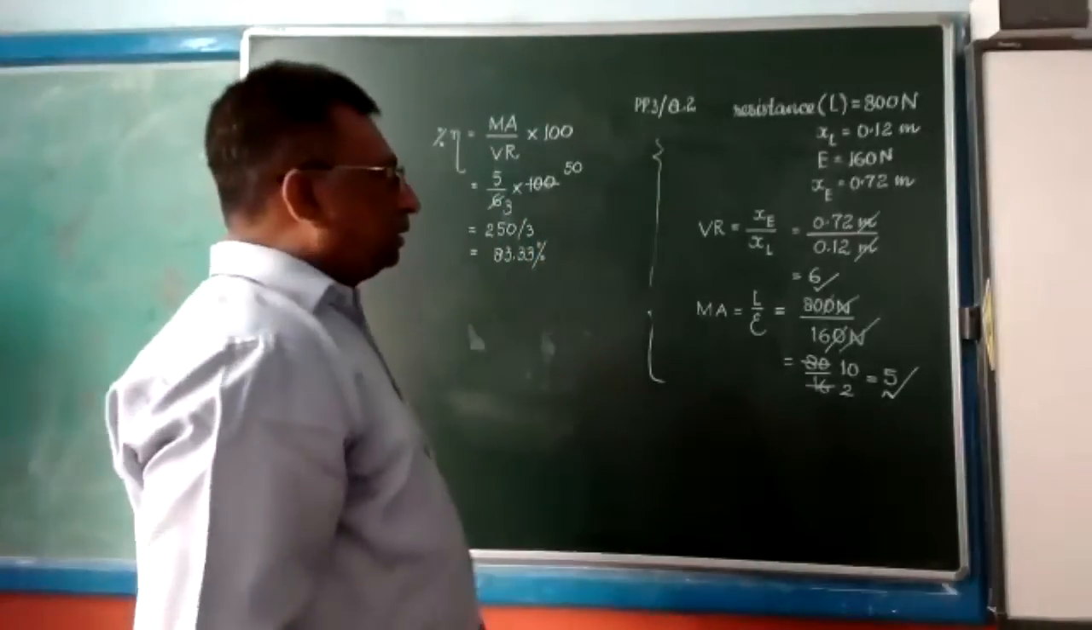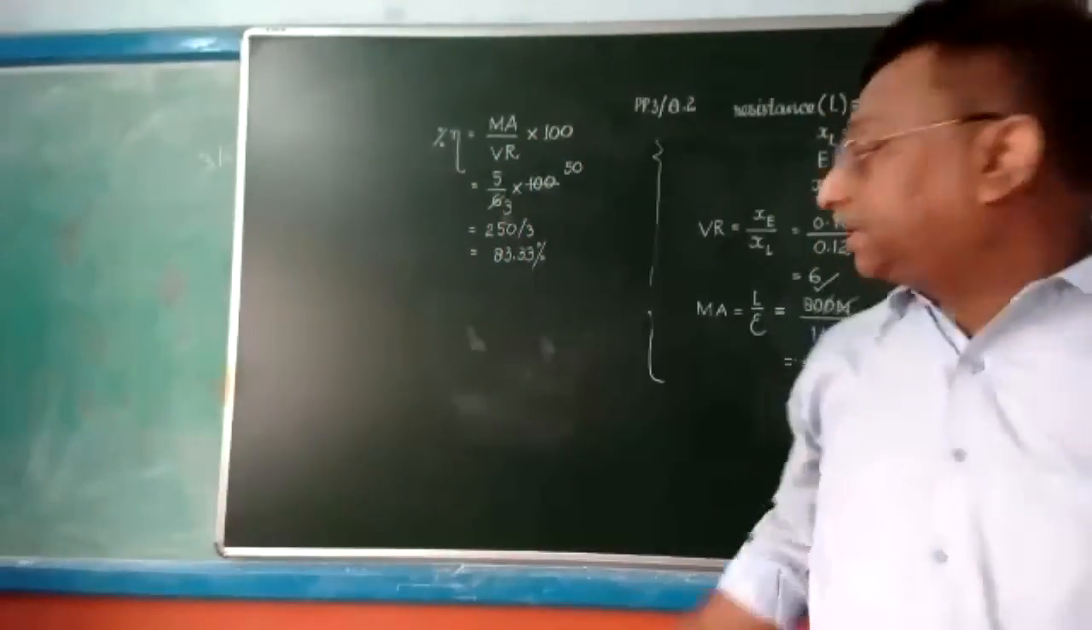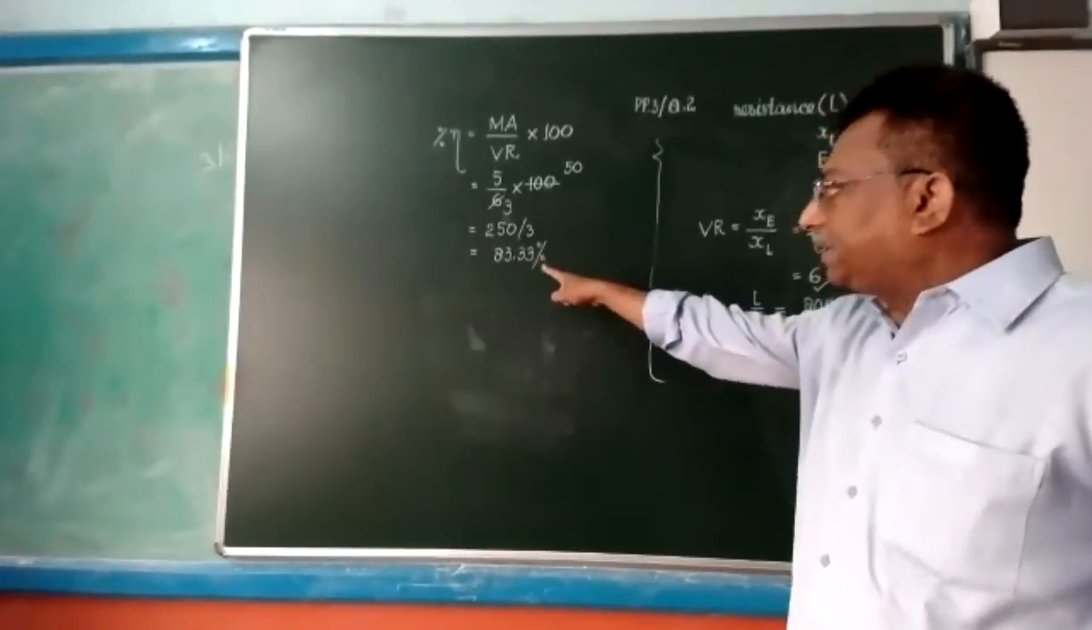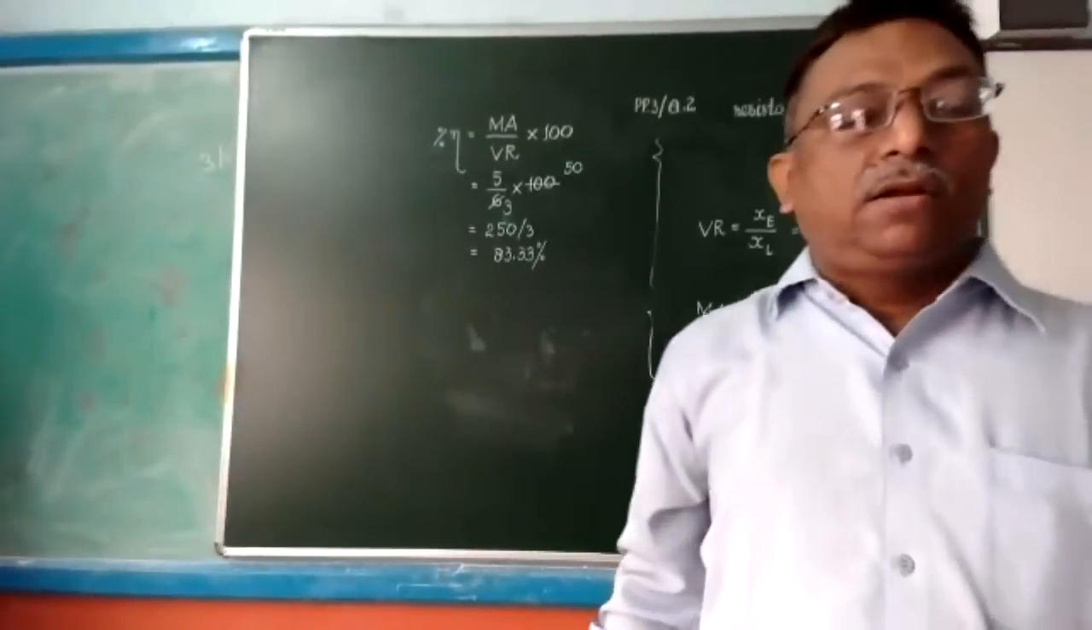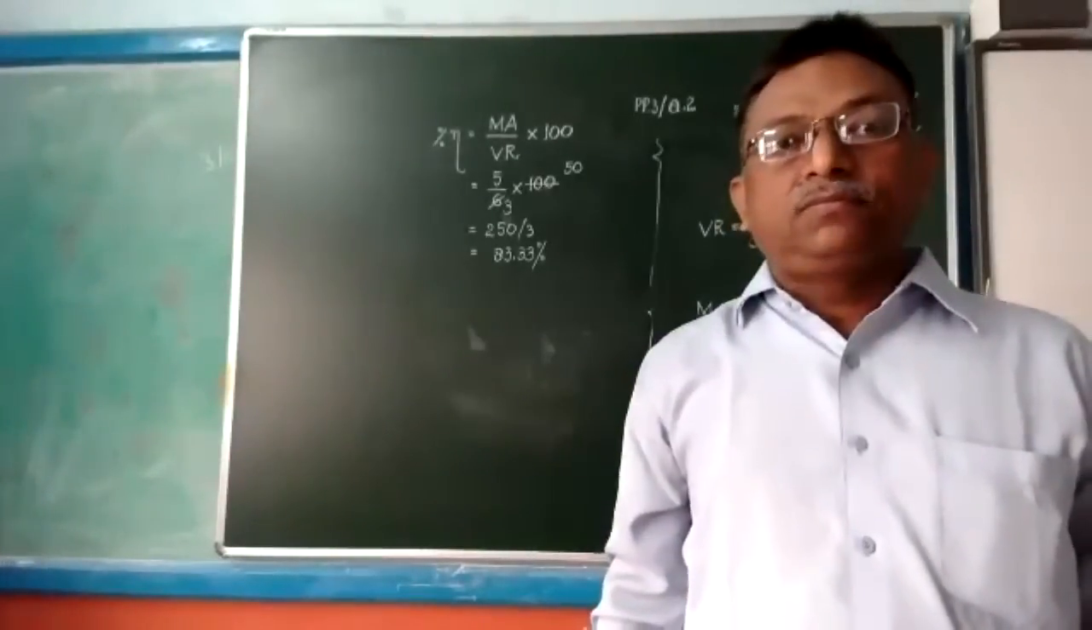So, the given machine is 83.33% efficient. It means it is not 100% efficient. Clear?